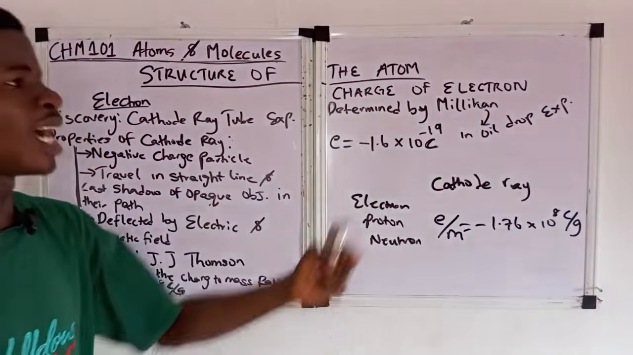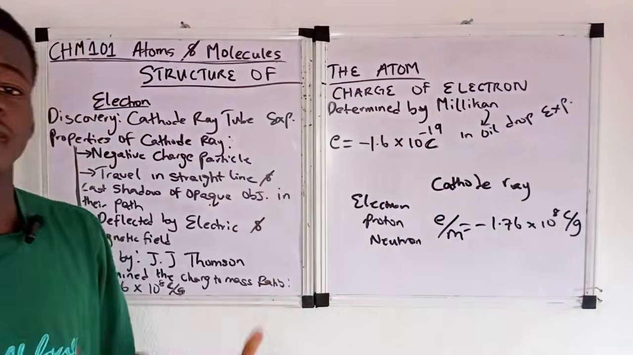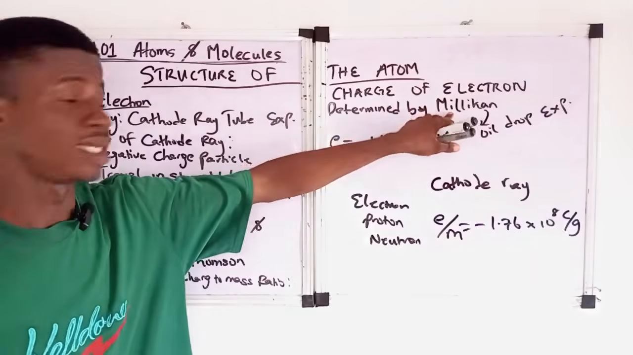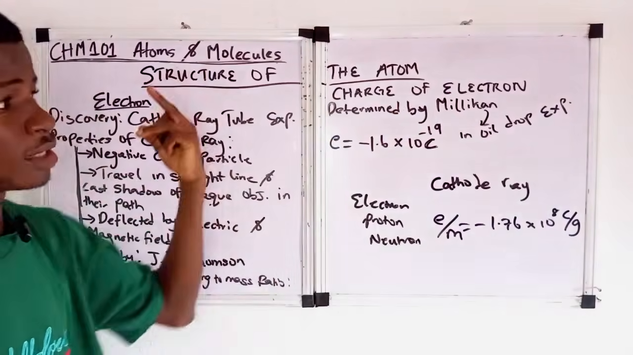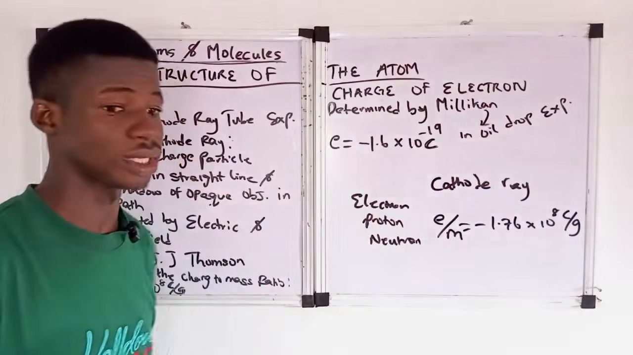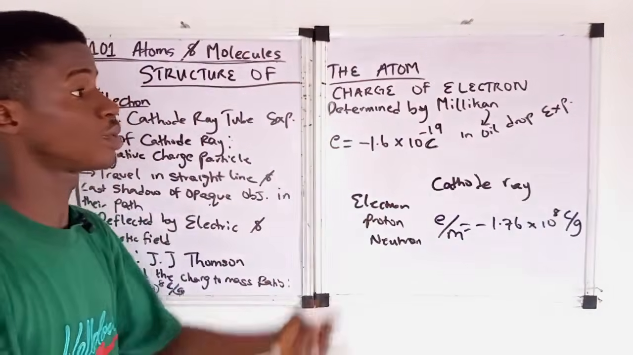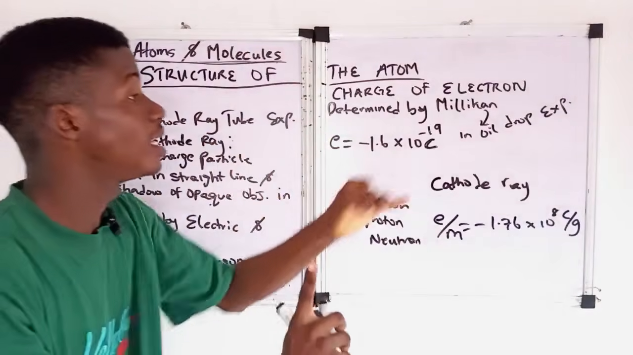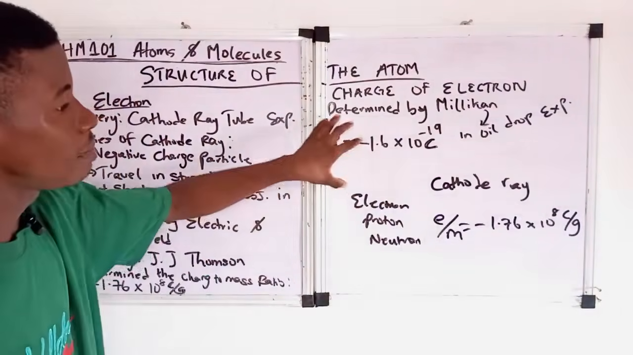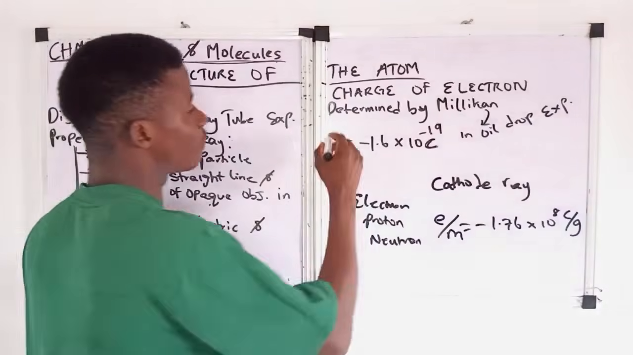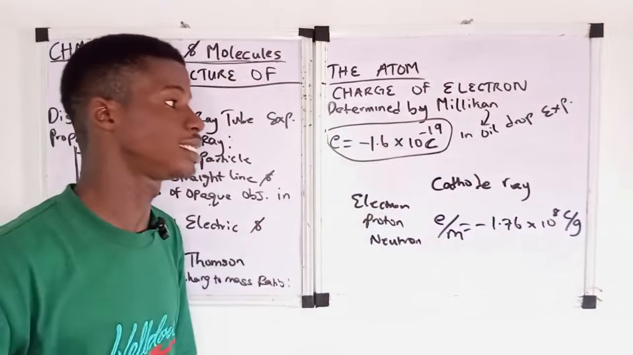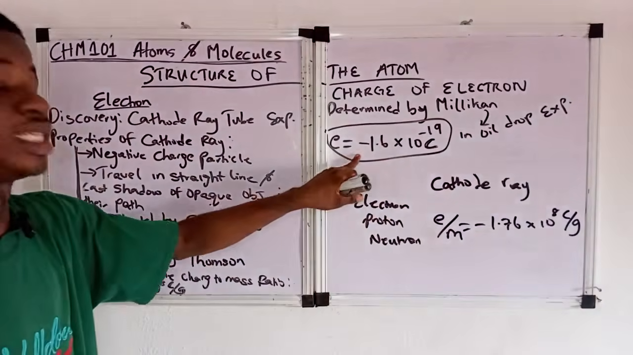Now let's move further to the charge of the electron. The charge of the electron was determined by Millikan in the oil drop experiment. So the charge of the electron was determined by Millikan in an oil drop experiment. The charge of an electron is minus 1.6 times 10 raised to power minus 19 coulomb. So this is the charge of an electron.